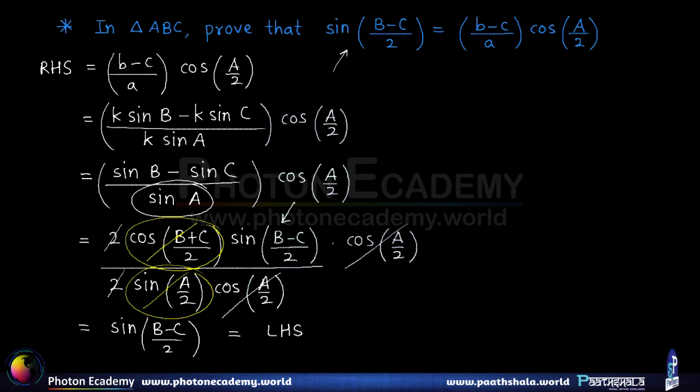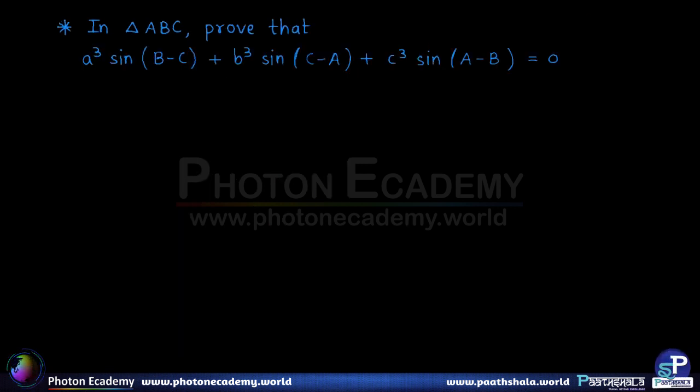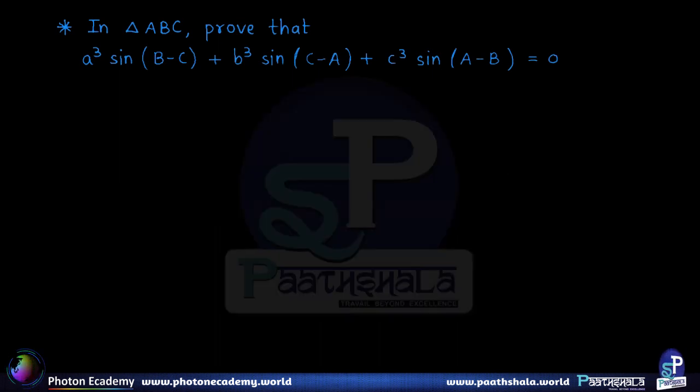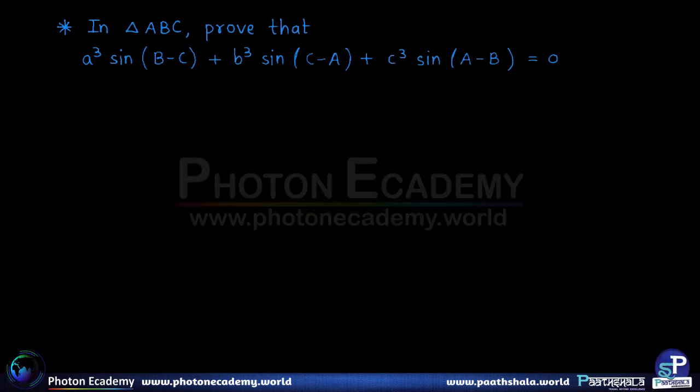Let's go ahead to another variety of the question. Now here in triangle ABC we have to prove that a cube sin (B minus C) plus b cube sin (C minus A) plus c cube sin (A minus B) equal to 0. Now here we observe that all the terms are kind of cyclically arranged with respect to each other. So like if we change A to B, B to C and C to A, we can rotate all the terms among themselves.